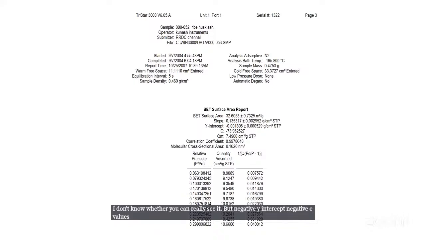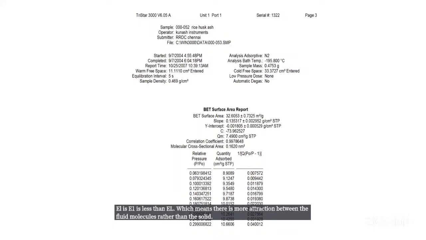Another example shows you a negative C value and negative y-intercept. I don't know whether you can really see it, but negative y-intercept, negative C values. Negative C value is the same thing that I told you: E1 is less than EL, which means there is more attraction between the fluid molecules rather than the solid. C being negative has no physical significance, and that's why we cannot consider that. Similarly, the y-intercept being negative also has no physical significance.